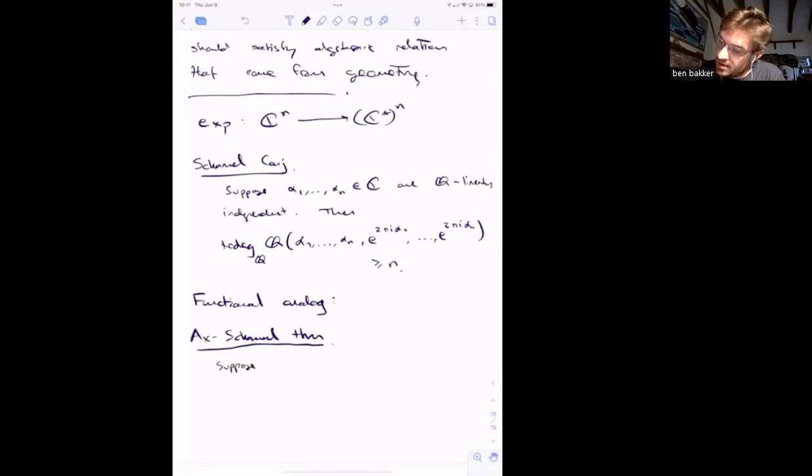This is the Ax-Schanuel theorem. Suppose f1 through fn are formal complex power series which are Q-linearly independent modulo constants.